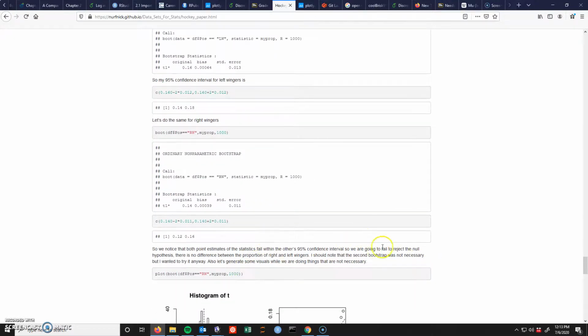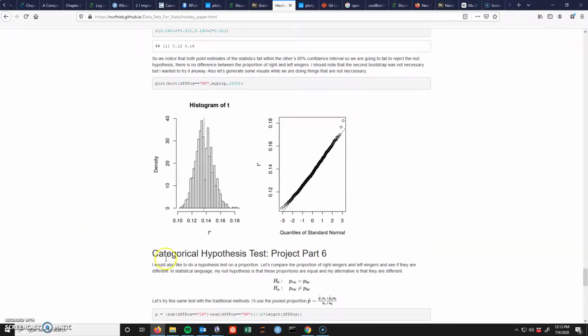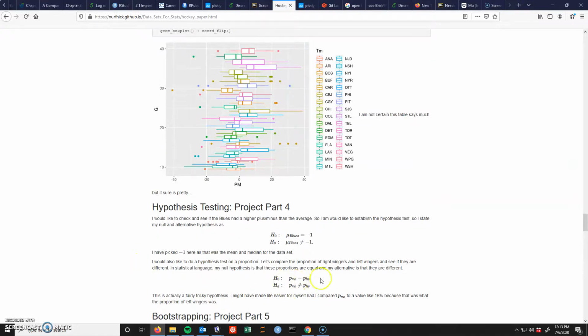But in this part of the project here, I'm going to fail to reject because my statistic falls in the other confidence interval. So that's what we're always looking for here. Does the statistic fall in the confidence interval? Does your null hypothesis contain the other? And this one does. So unfortunately, when it does, I fail to reject my null hypothesis. I have evidence to suggest that these are the same. I don't have evidence to suggest that they're different, even though the statistics were different, I don't have evidence to suggest that they are.